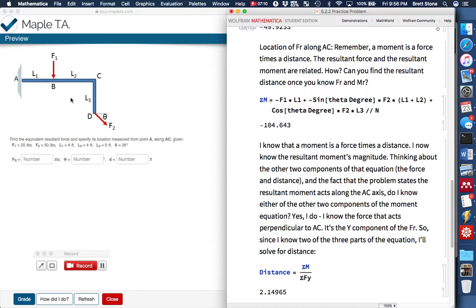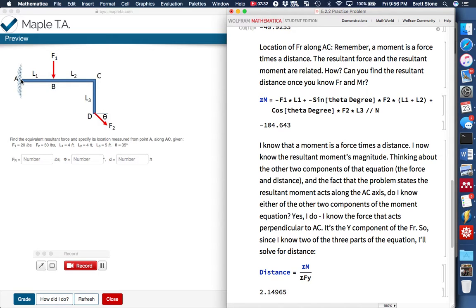So now we need to talk about getting, we know what the resultant force is, we know what its angle is off of AC, but we want to know, how do I find the location of where that starts? Why doesn't it just start at A? Why doesn't my resultant force just sit at A and have no distance between A and itself? Well, we're not just talking about forces in this unit, we're also talking about moments.